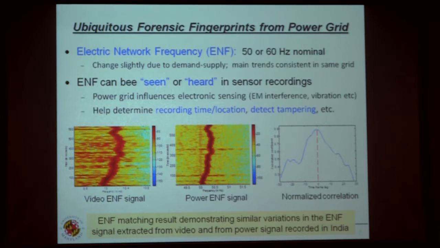Another very interesting property is that if we're looking at the same grid, everywhere interconnected within this grid, say the power ENF in our location in New York City, the variation and main trends are the same. So within a grid, we can pick just one location, record its references, and we will be able to determine or verify the time of recordings at other places within this grid. So ENF can be heard.